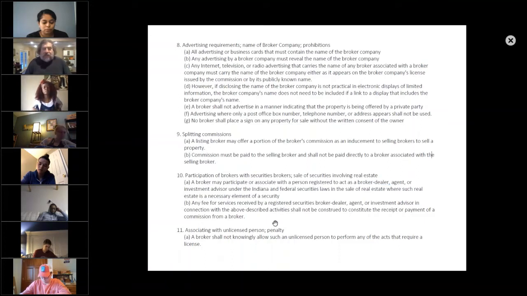If you associate with an unlicensed person, once again, the word association here is a bad word. What this means is you can certainly associate with them. You can't allow them to do licensed required activities.